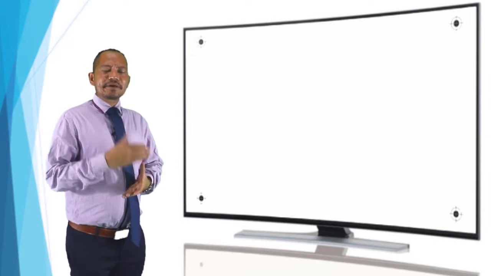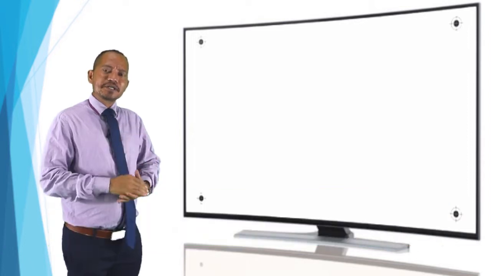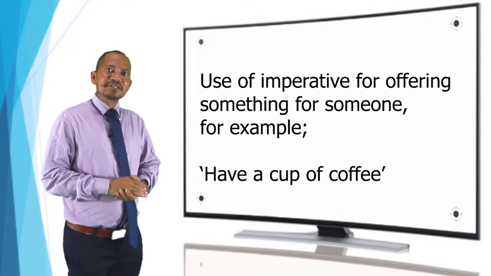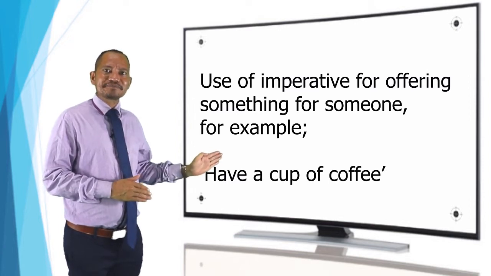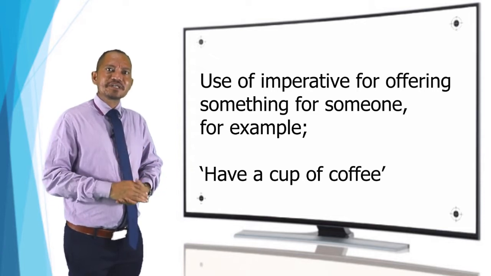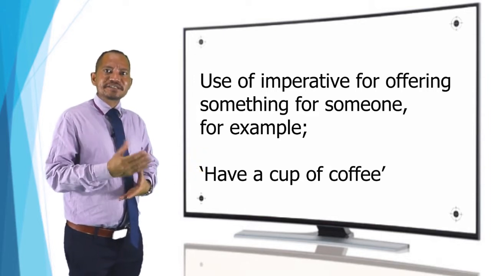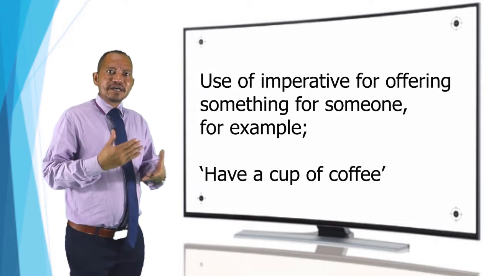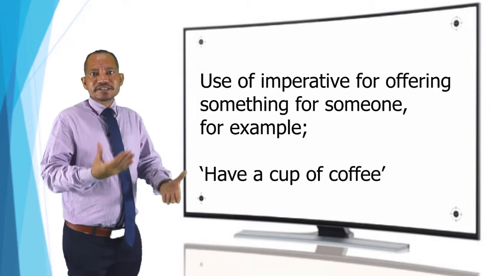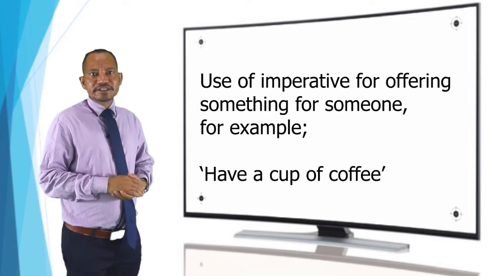Now let's look at the use of imperatives to offer something to someone. For example, let's say you offer someone a cup of coffee by saying, have a cup of coffee. Again, it's not an order, but it's more or less an offer for someone. In this sentence, the word have is the base form of the verb have, and it is a very common imperative used to offer something to someone in a polite way. Let's look at other examples.